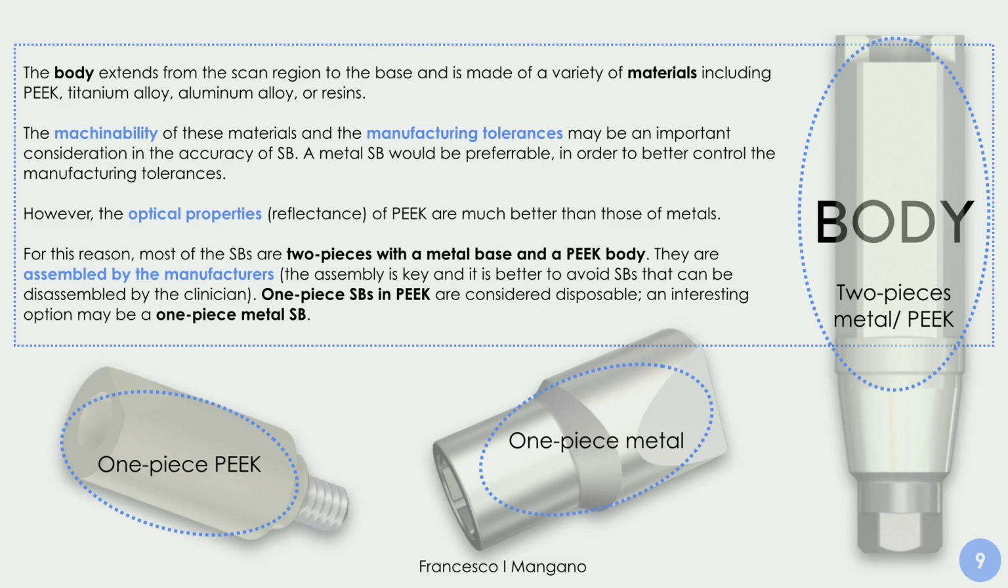For this reason, some producers decided to use scan bodies entirely in metal, and it's an interesting choice, particularly if they are sandblasted, but only a few companies do this. Most of the companies use two-piece scan bodies assembled by the company, and they work quite well anyway.